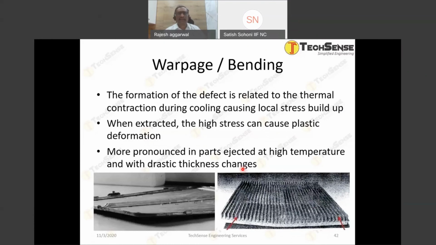Warpage bending. The formation of the defect is related to the thermal contraction during cooling, causing local stress buildup. When extracted from the die, the high stress can cause plastic deformation, more pronounced in the parts ejected at high temperature with the drastic thickness changes. So this is more visible or more experienced in this type of parts.